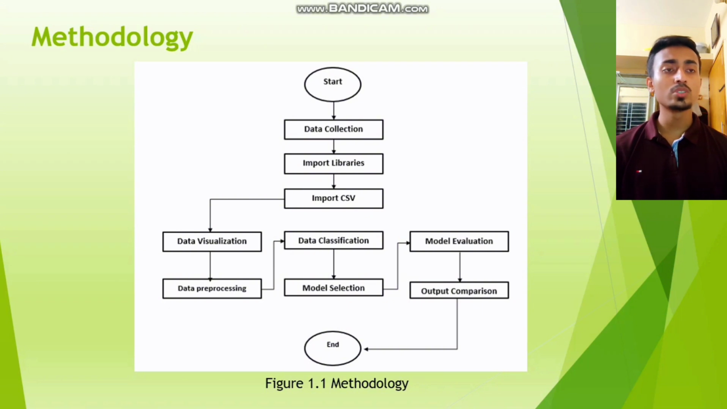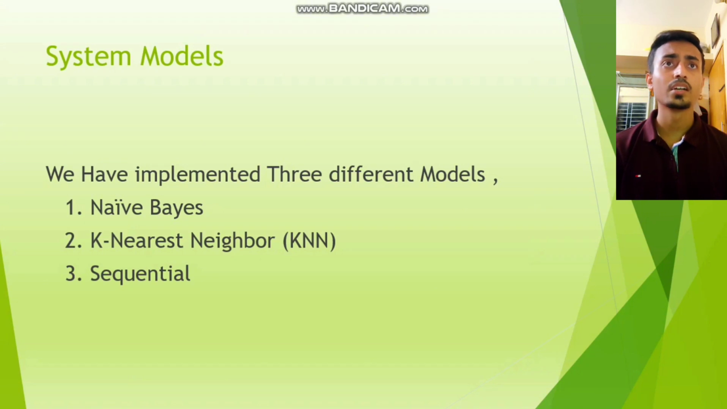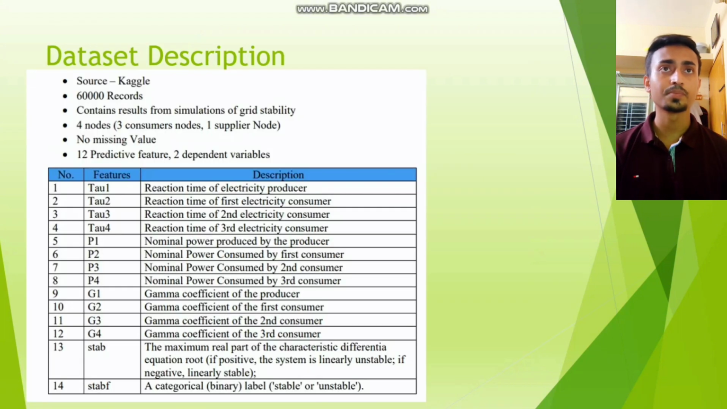Model selection. We choose 3 different models for our thesis work. Then model evaluation. We evaluate our models by different performance metrics. Output comparison. At last, we compared all the models by the performance metrics we got from the model evaluation part. So this is all for our methodology. System models. We have implemented 3 different models. They are naive Bayes, which is a classification model, k-nearest neighbor, which is also a classification model, and a deep learning model named sequential model.